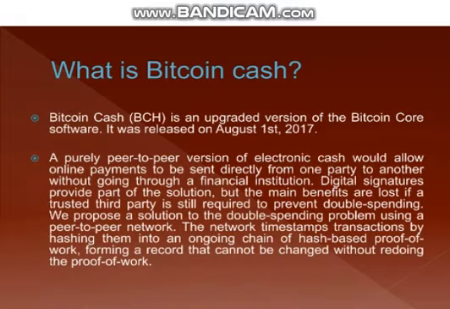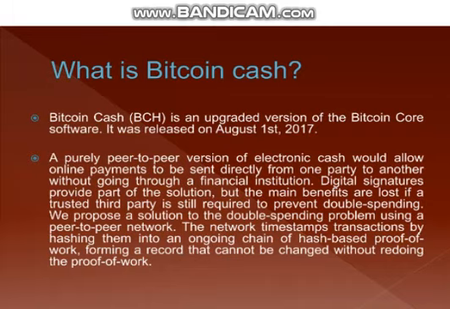What is Bitcoin Cash? Bitcoin Cash, BCH, is an upgraded version of the Bitcoin Core software. It was released on August 1st, 2017. A purely peer-to-peer version of electronic cash would allow online payments to be sent directly from one party to another without going through a financial institution.